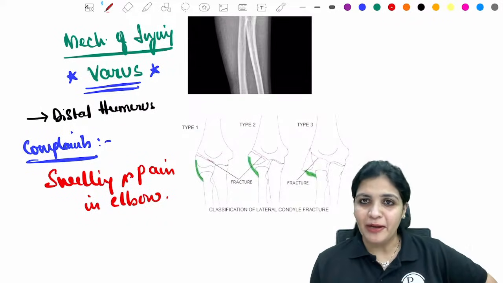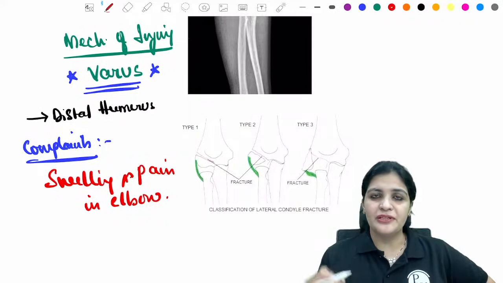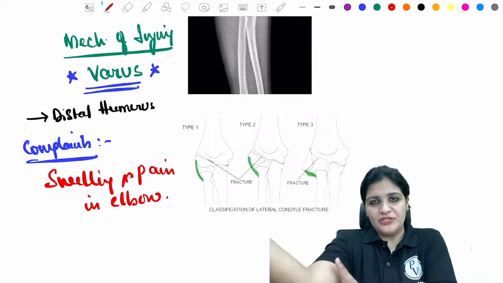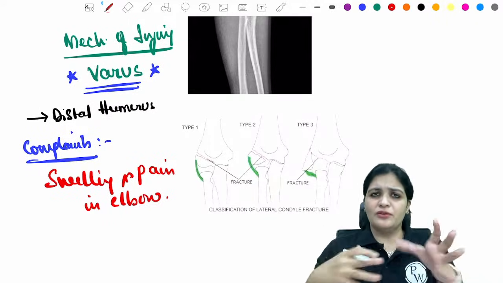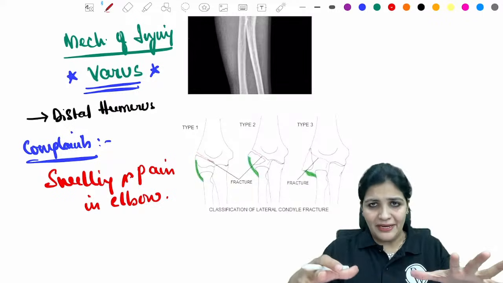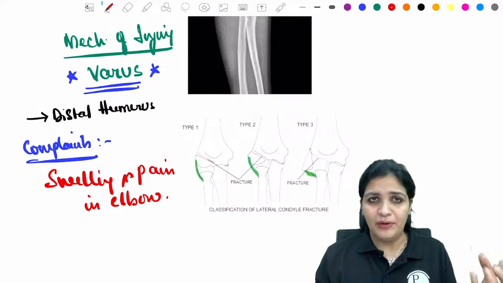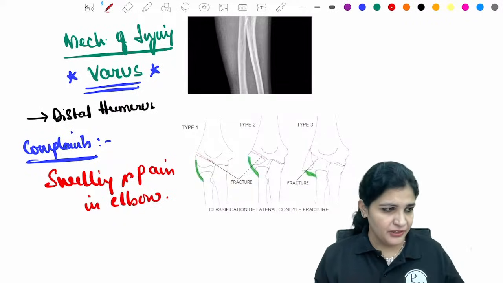Now if you ask about the mechanism of the injury, they would tell that some varus force has been applied to the elbow. So maybe a slip and fall or a fall from a bicycle, right? If you ask in detail, they will tell the mechanism of the injury, right?